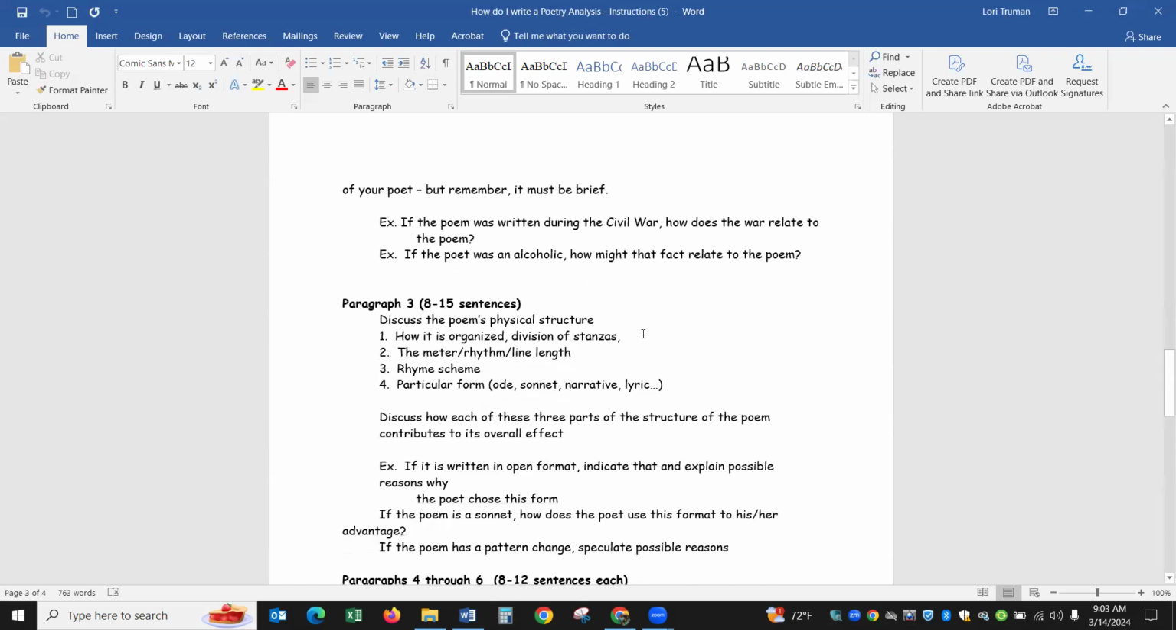Paragraph 3, you're going to give an overall physical structure definition or description of your poem. How is it organized in stanzas? How many stanzas does it have? How many lines does it have? Does it have a meter or a rhythm? Does it have a rhyme scheme?